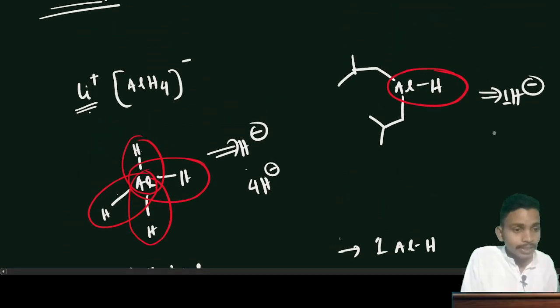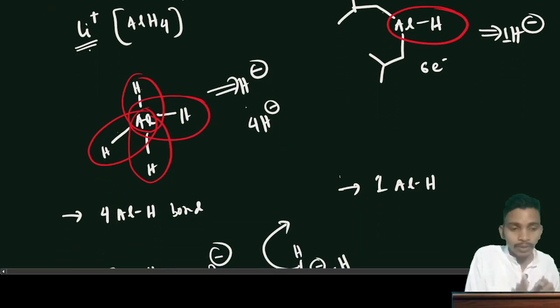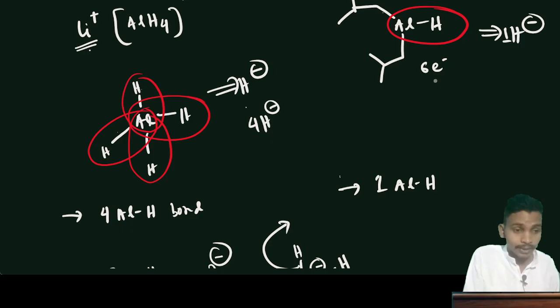But now we see here, in this case, how many bonds are there? 3 bonds, meaning only 6 electrons. For an octet, 8 electrons are needed. So it can't donate this Al-H bond, because these electron deficient groups donate the hydrogen only if they have octet completion. But here the octet is not completed, 6 electrons. So what will it do? It will act as a Lewis acid.